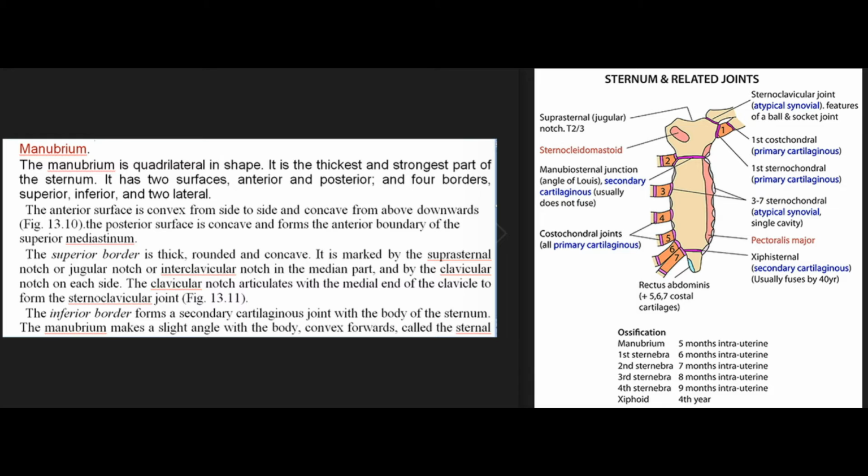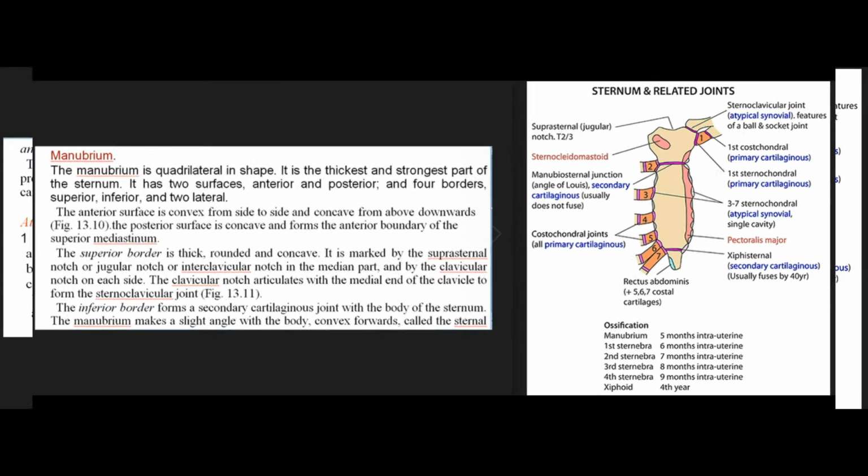The superior border is thick, rounded and concave. It is marked by the suprasternal notch or jugular notch or interclavicular notch in the median part, and by the clavicular notch on each side. The clavicular notch articulates with the medial end of the clavicle to form the sternoclavicular joint. The inferior border forms a secondary cartilaginous joint with the body of the sternum. The manubrium makes a slight angle with the body, convex forwards, called the sternal angle of Louis.